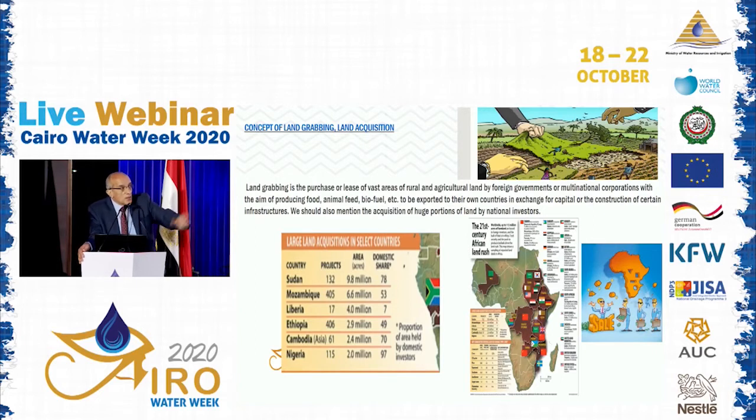If you look at the figure here of Africa, you'll find many countries are grabbing the land of Africa for producing biofuel or feed for animals and so on, at the expense of the life of the people downstream. And we have here some numbers. I just wanted to shed some light on this issue in the context of nexus.